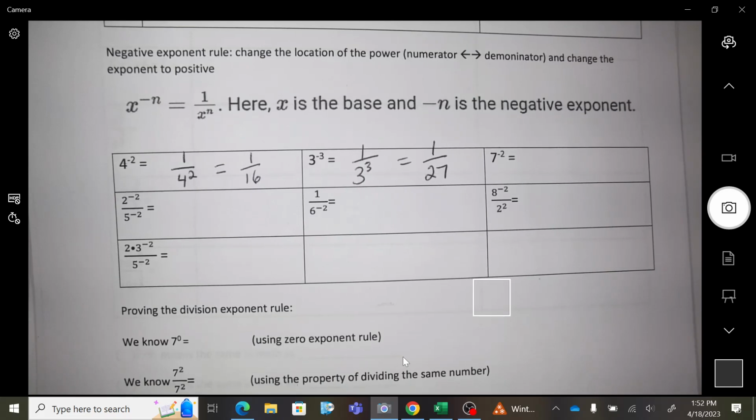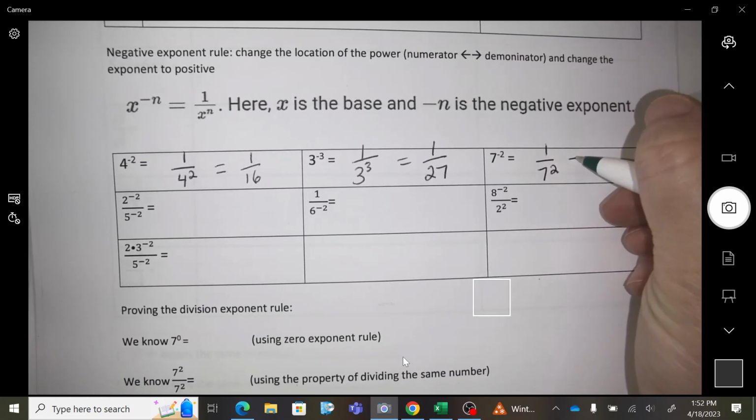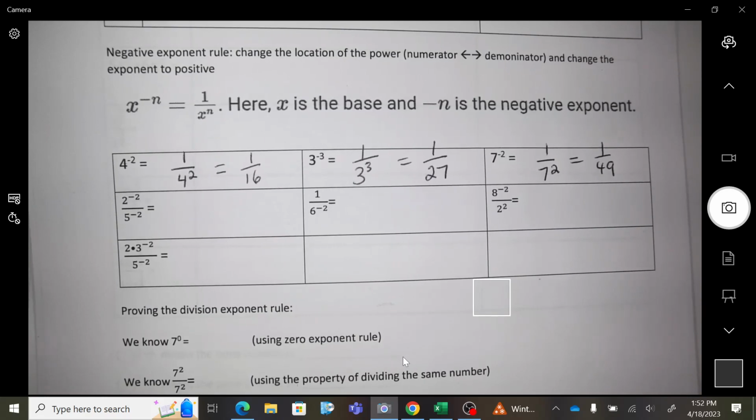Get me that next one on your own. So move it to the bottom of the fraction.